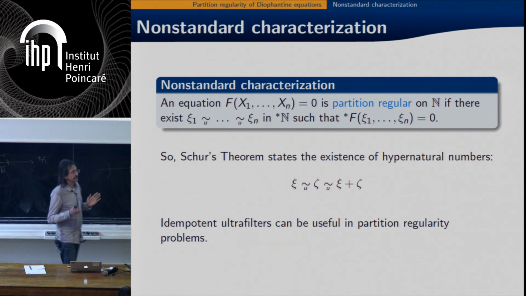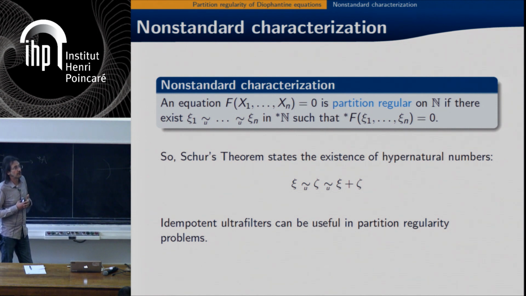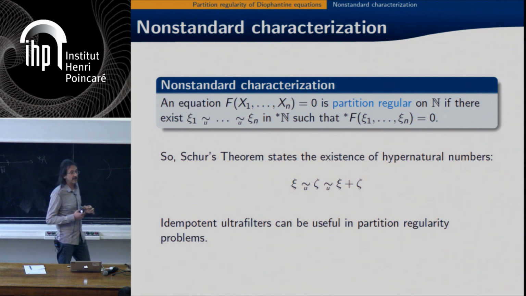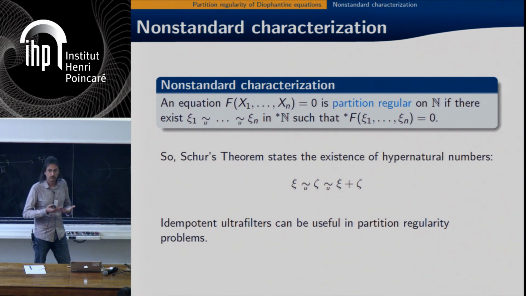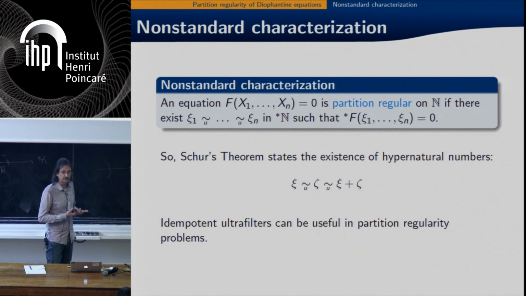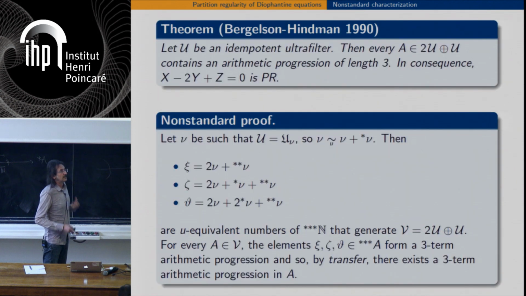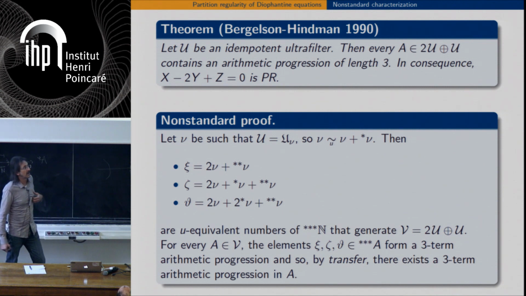Okay, let's go to the non-standard viewpoint, and we have that partition regularity simply means that one can find equivalent non-standard points that are solutions. So indistinguishable points which are a solution to the equation. Okay, let me give you one example that will be used afterwards.